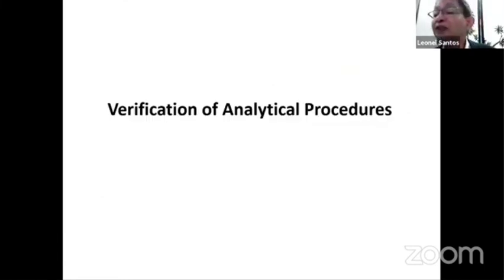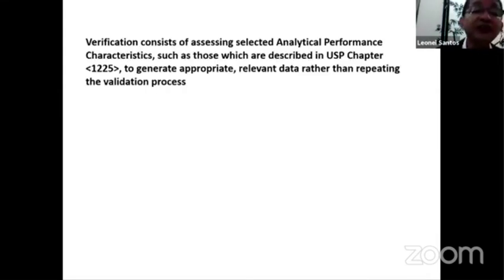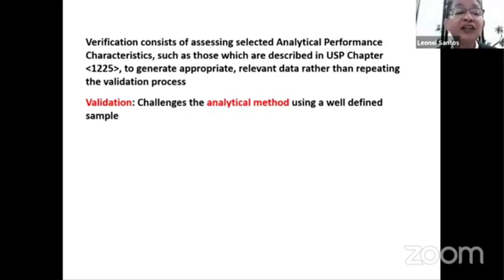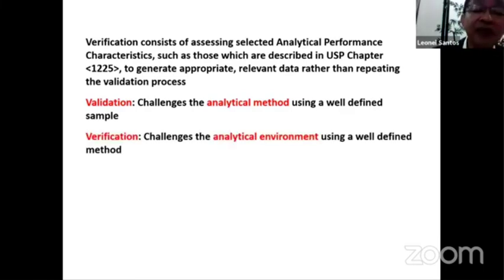So we go to the verification of analytical procedure. Verification is actually not the same as validation, because validation is challenging the analytical method using a well-defined sample, while verification challenges the analytical environment using a well-defined method.